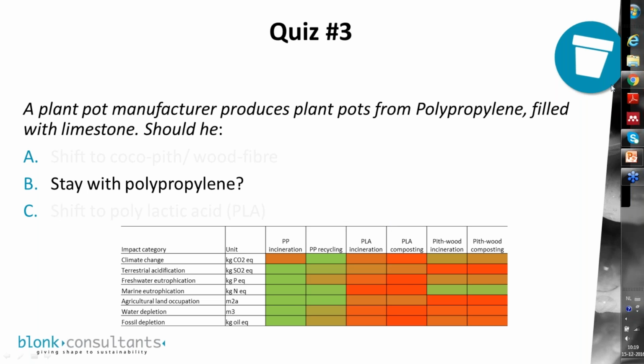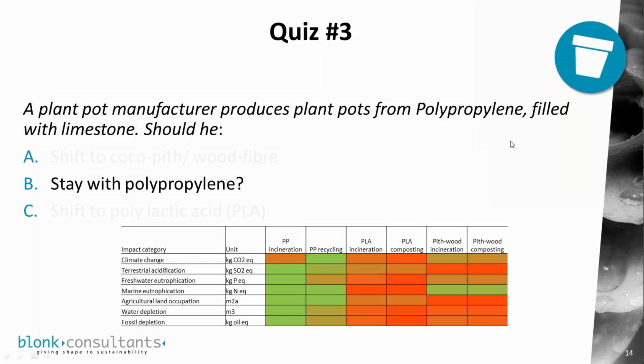I have used here a heat map. So the greener, the better, basically. So you can see the three different materials for two different end-of-life scenarios, where end-of-life stands for waste treatment scenarios. So let me highlight this. Here you see the polypropylene with incineration with energy recovery, polypropylene with recycling, polylactic acid again with incineration and energy recovery, polylactic acid with composting, and the peat wood pods with incineration and energy recovery and composting.